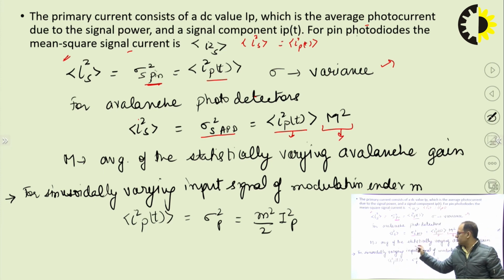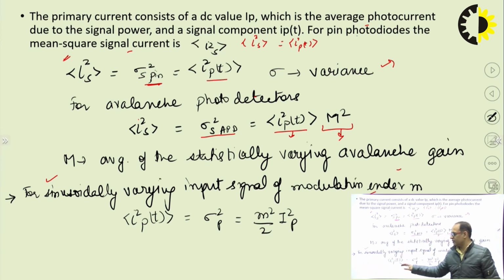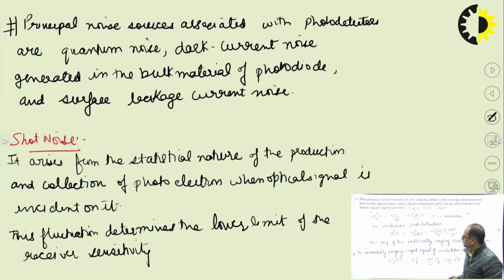So M is the average of the statistical varying avalanche gain. Clear? And as M is not constant, it is dependent on the temperature and it is variable, that is the average of the statistical varying avalanche gain. Now if I say the input current is sinusoidal and has a modulation index M, then the mean square value of the primary current, sigma square, is equal to M square by 2 multiplied by I square P. Clear?